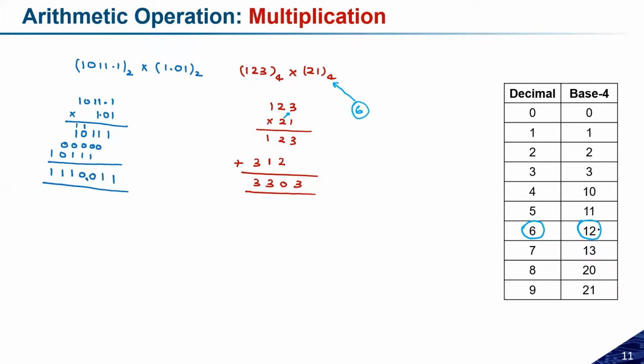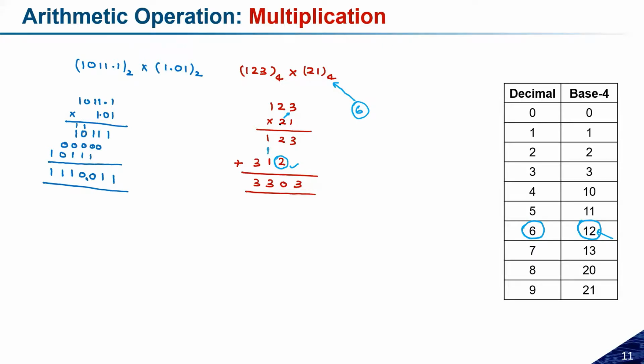So the digit is 2. Since 2 into 3 is 6, instead of writing 6 at this point, I have to write 2 and carry forward 1, which should be added with the next number. That is why I have written 2 over here, and one carry we need to consider at this point.